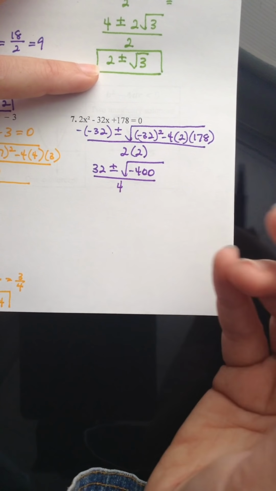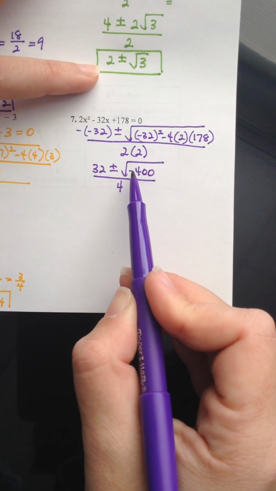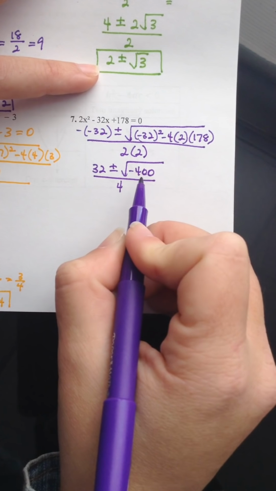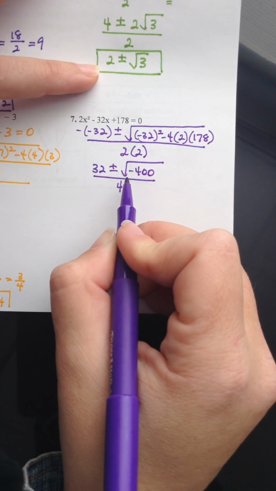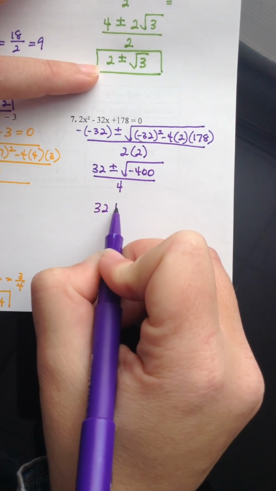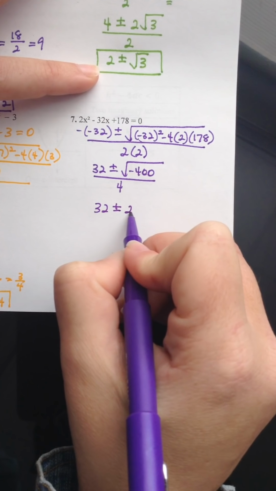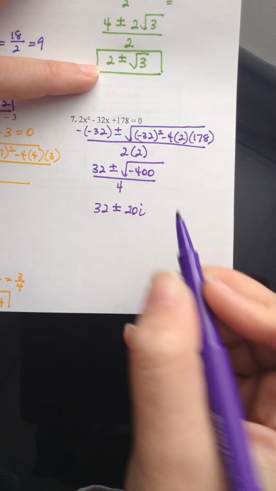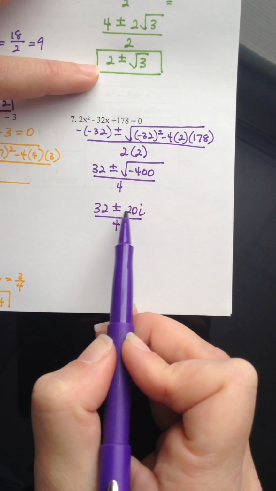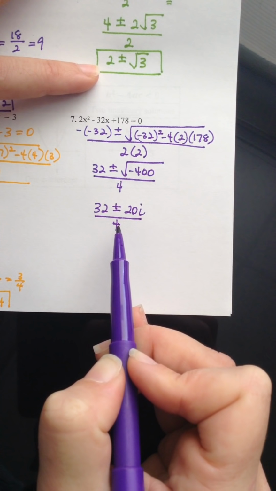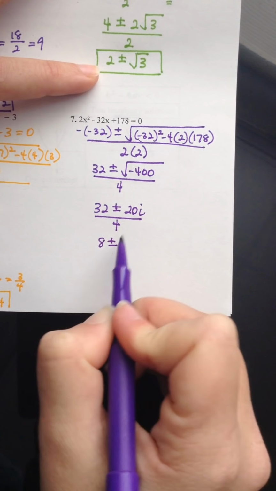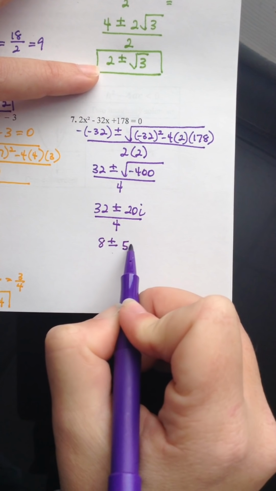Okay, you guys know what happens whenever you have the square root of a negative number. That negative comes out as an i. So the negative will come out as an i, and the square root of 400 is 20. So we'll get 32 plus or minus the square root of 400, which is 20, and the negative comes out as an i, divided by 4. Now remember I said as long as these two numbers are both divisible by 4, then you can reduce it. 32 divided by 4 is 8, plus or minus 20 divided by 4 is 5i.